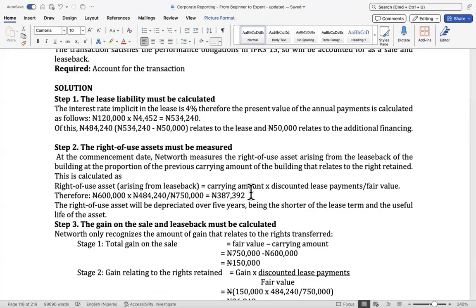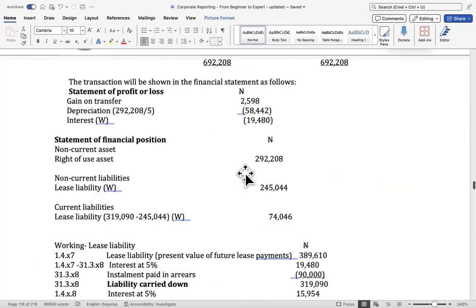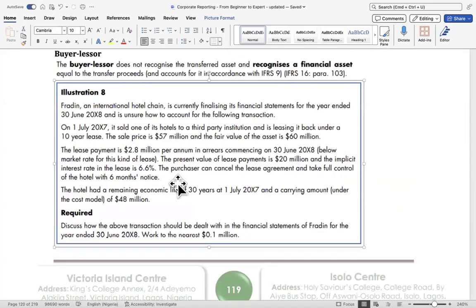So you still sold, you collected money, just that it is lower than fair value now. We believe that's not normal. So that's an advance payment of the lease rentals. So that would add to the right of use asset. So illustration 8 addresses that. You can just try it out and see. We'll discuss it.